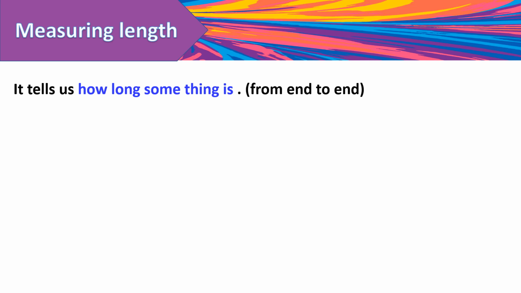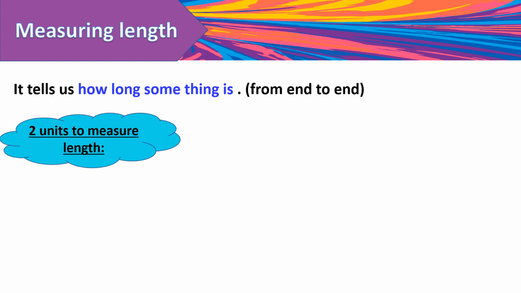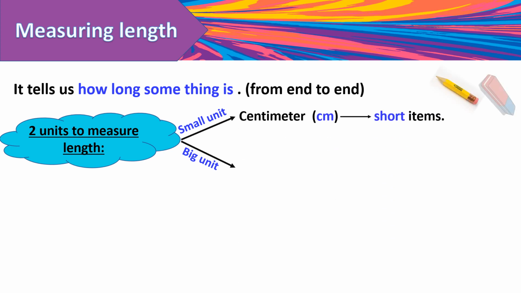Measuring length tells us how long something is, from one end to the other end. We can measure length with two units, a small unit and a big unit. The smaller unit is the centimeter. We can write the abbreviation for it, cm. It's used for measuring short items, like our pencil, our key, our eraser.